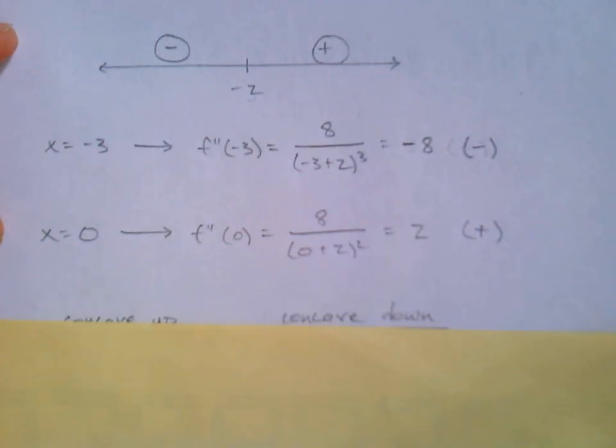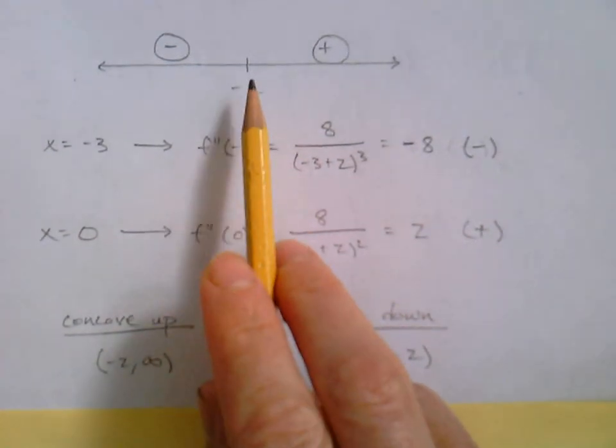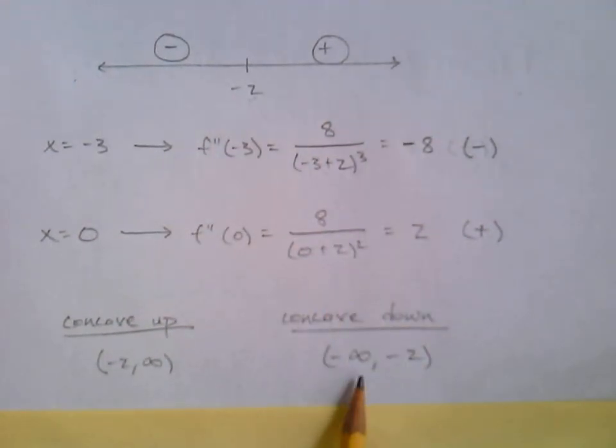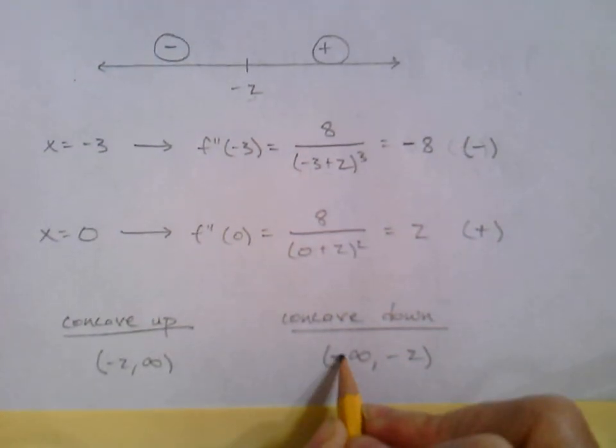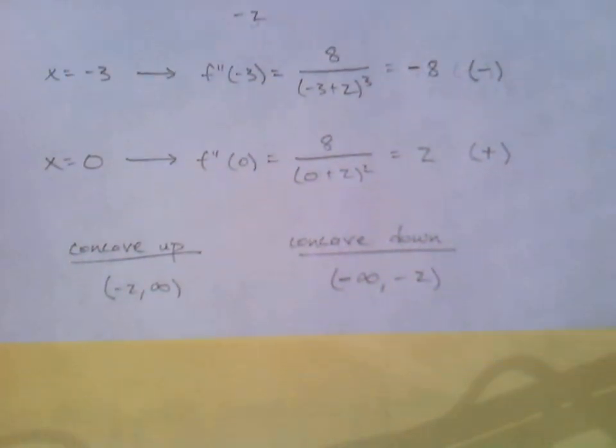And okay, I can tell where it's concave up and down. Hey, it all fits on the same screen. It's concave up from negative 2 to infinity, concave down, negative infinity to negative 2. So we'll keep that in mind for when we sketch here. Coming up shortly, the last part, inflection points.